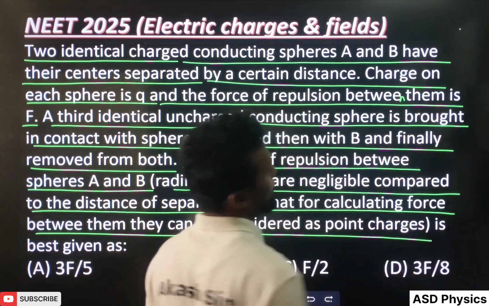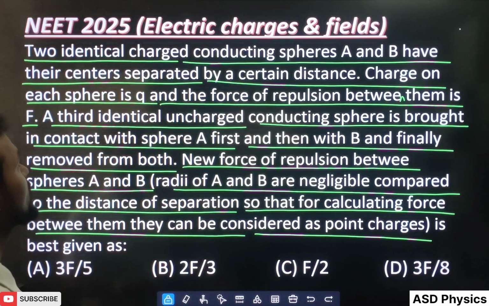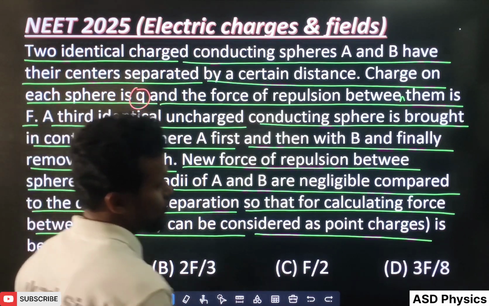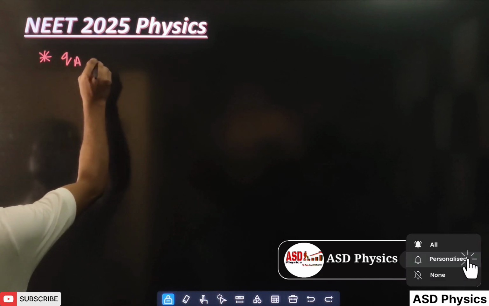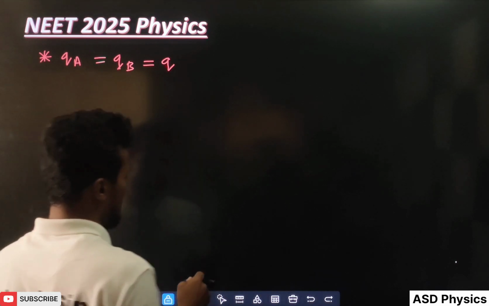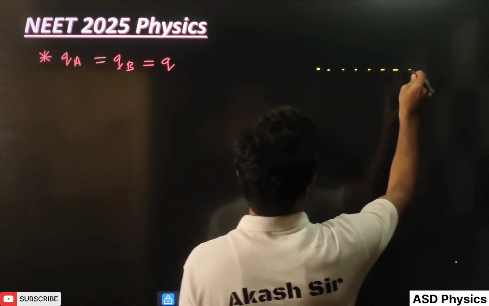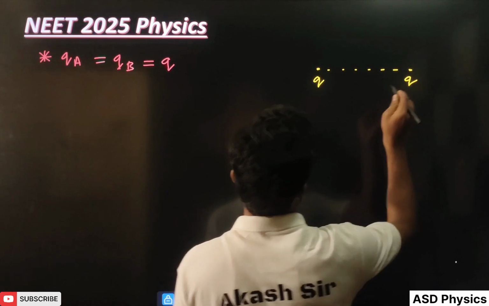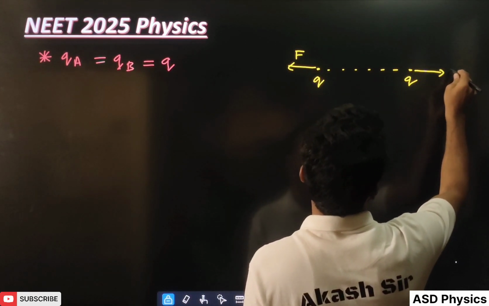So let's go through the question. So here you can see very well, on each sphere A and B how much charge is there. The charge is given here, Q. Okay, so I can write here initially the charge on sphere A and the charge on sphere B, how much is given here, Q. Okay, and the situation is like this. Initial situation we are doing here, let's take here Q and this is also Q, and the force of repulsion will be F here, and here also F.